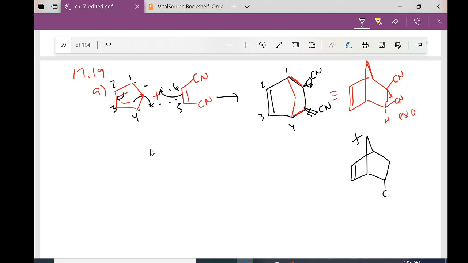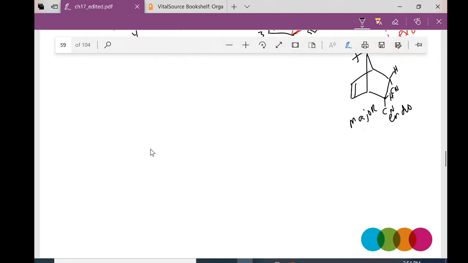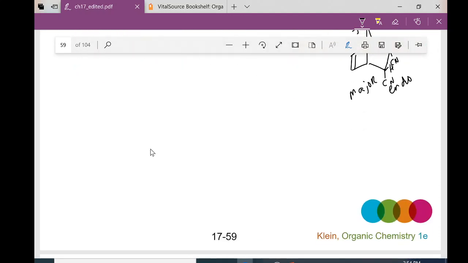Okay, where our cyano groups are down, they're going to be cis to each other either way, but here we have the endo isomer that's possible, and this is endo to the larger 2-carbon bridge. Okay, so this is going to be our major product due to the favorable overlap of the orbitals during the formation of the product. So I'm going to work one more of those, I think.